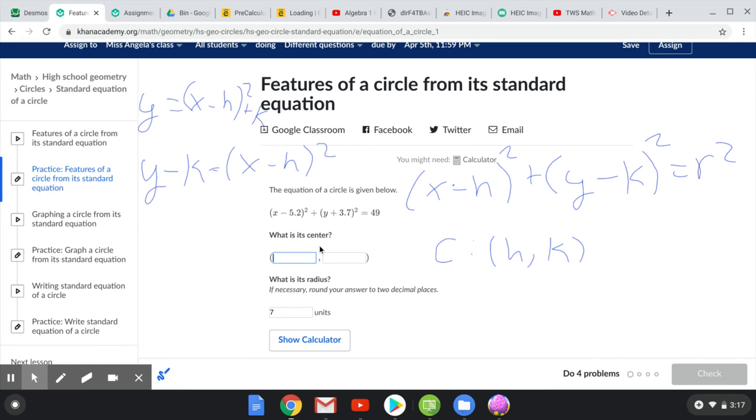So when we're asked what the center is on our question here, we're going to change the sign. So it's going to be positive 5.2, right? Because this is minus 5.2, and it's going to be negative 3.7. So we're just reading this information off of the equation. See? It's that simple. So we're just knowing what the pieces of our equation mean and then reading it off of that. So this is the standard equation for a circle.